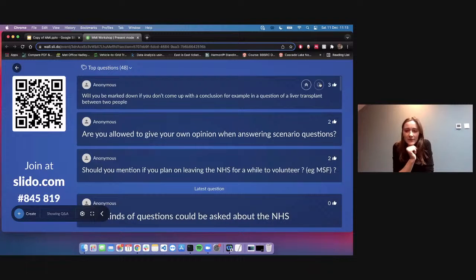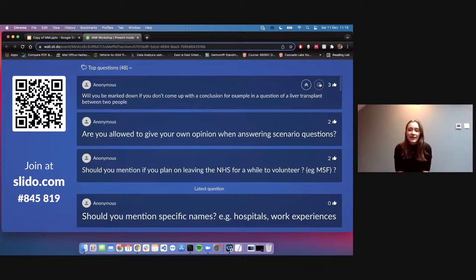Will you be marked down if you don't come up with a conclusion in an example of a liver transplant between two people? I think Ankit slightly mentioned this in that it's good to have a point of view and to be able to take your interpretation and translate it into opinion. However, in a lot of questions, there isn't going to be a clear-cut answer. So if you are struggling, just admitting that, saying that you're not sure, that it's difficult with the information that you have to make a decision, and explaining how you've come to that conclusion is still an answer.